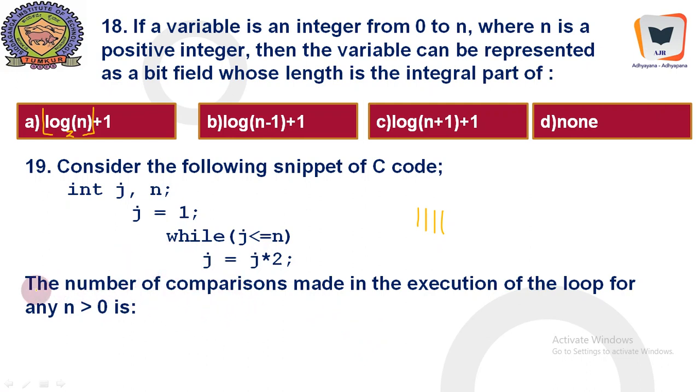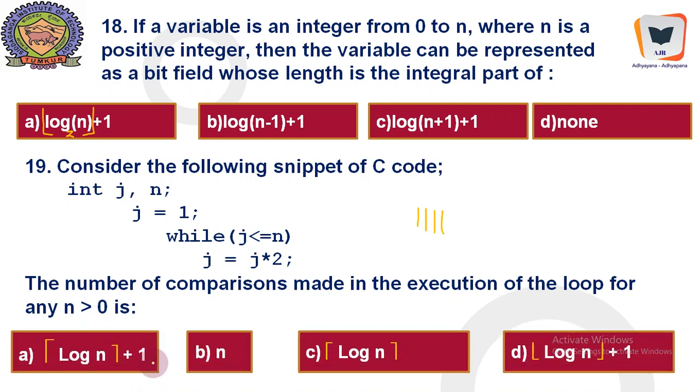First comparison when n equal to 8, j equal to 1, therefore j is less than n. Then j becomes 2, second comparison happens, j becomes 4, third comparison happens, j becomes 8, and since j is less than or equal to n, the fourth comparison also happens.